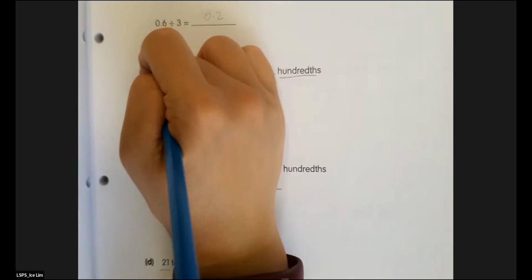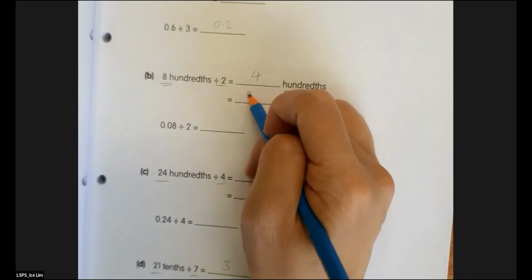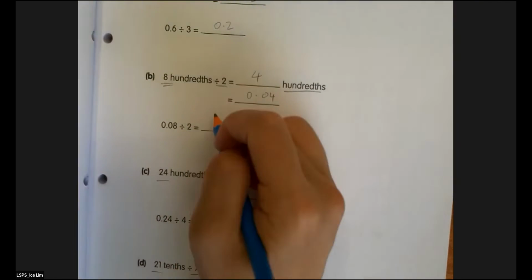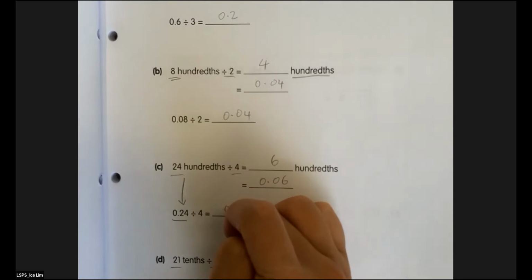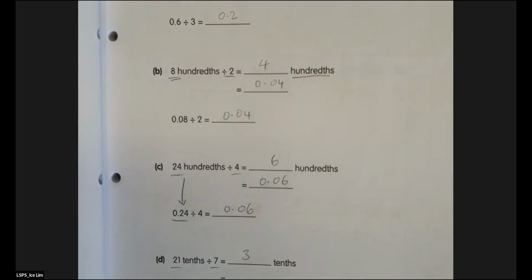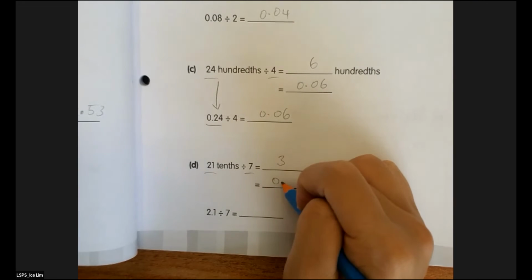However, you need to pay attention that we are talking about decimals here. It is 60 cents divided by 3, 20 cents. It is 8 cents divided by 2 is 4 cents. And it's 24 hundredths. That's what this means. Divide by 4, it should be 0.06. And this one here should be 0.3.